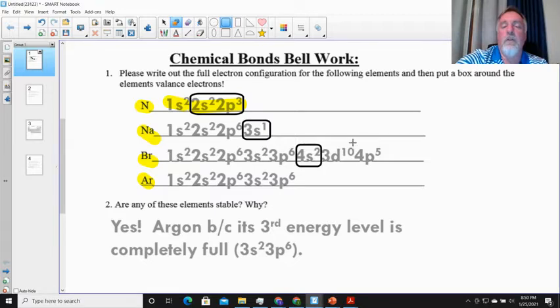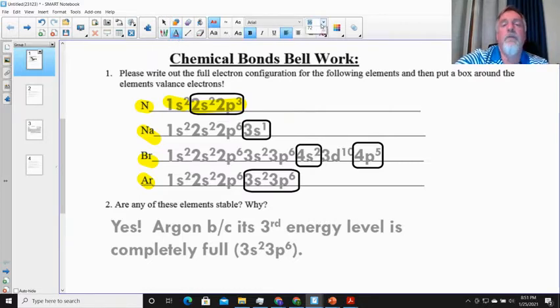We need 2 boxes to do this one, right? Because that 3d gets in the middle, gets in the way. We only want the 4th level, the highest energy level that our atom has. And then finally, argon down here, 3s2, 3p6. Then we've got to figure out how many valence electrons are in each one of these.